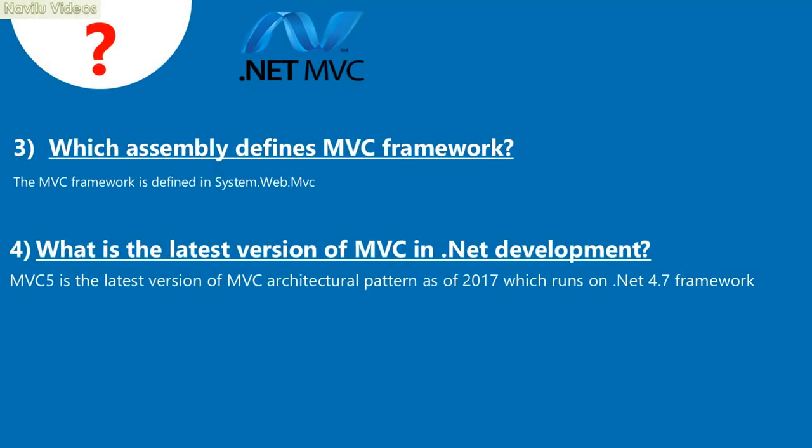3. Which assembly defines the MVC framework? The MVC framework is defined in System.Web.Mvc. 4. What is the latest version of MVC in .NET development? MVC 5 is the latest version of the MVC architectural pattern as of 2017, which runs on the .NET 4.7 framework.